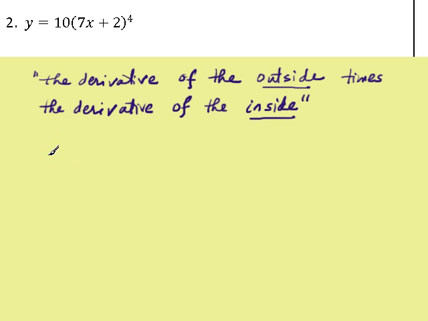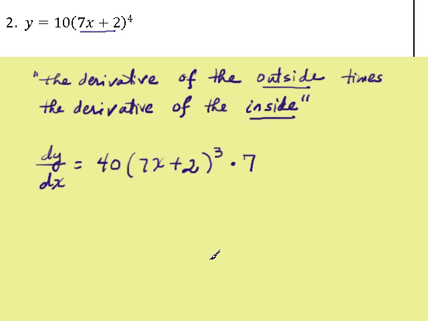Alright, so keeping that in mind, let's do dy/dx. The constant 10 just stays in front. Now for the derivative of the outside, that would be the power rule. Bring down the 4 and subtract 1 from the exponent. When we bring down the 4, we'll multiply by the 10, so here we have 40. Keep the 7x plus 2 as is, and reduce that exponent by 1. Alright, so we did this part. That's the derivative of the outside. Now we're multiplying by the derivative of the inside, so we just multiply by the derivative of 7x plus 2, and the derivative of the inside is 7.